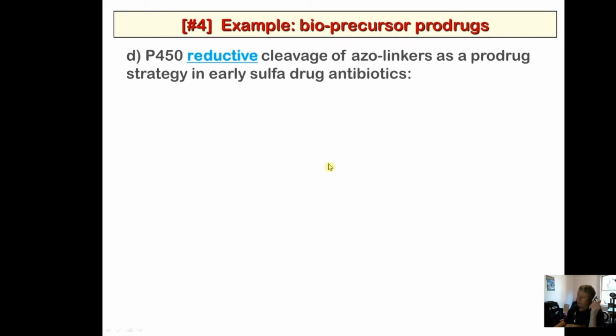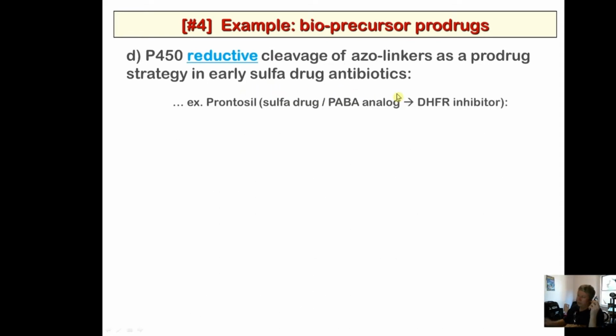And what about P450 reductive cleavage of things? The only examples I'm going to give are for azo linkers that are a prodrug strategy in the early sulfa drugs. So remember the PABA analogs that are used to inhibit dihydrofolate reductase. It's one of the antibiotic drug types.